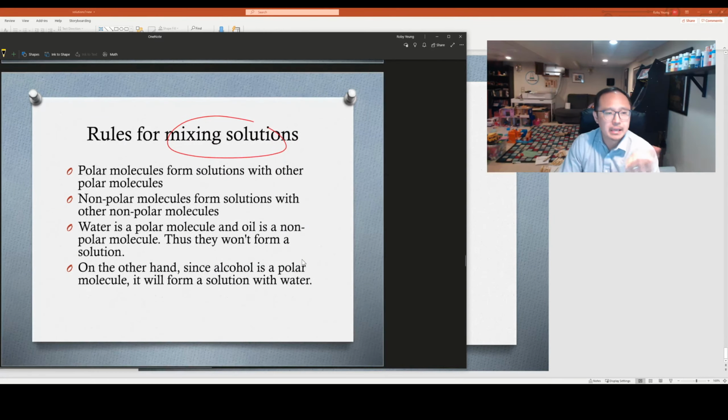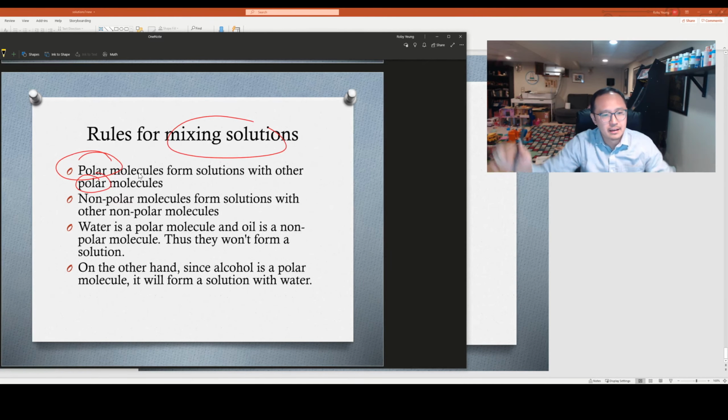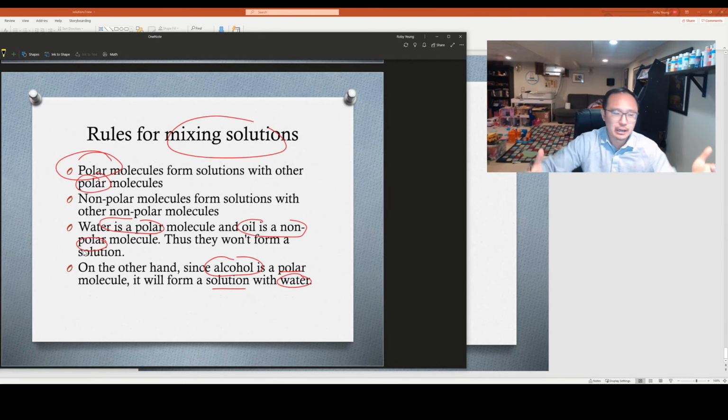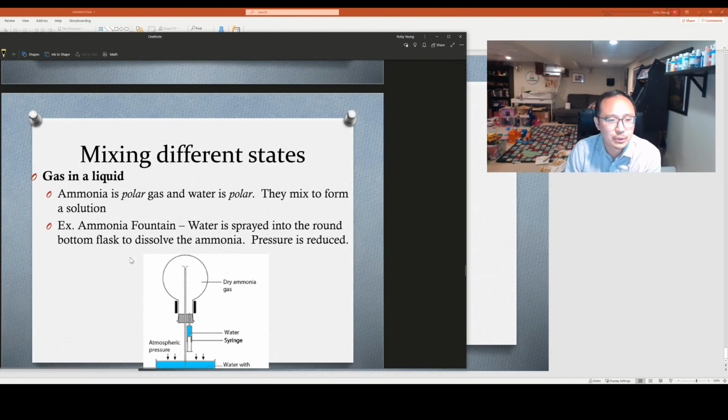So the rules behind that is that if you're polar and polar, you can mix. If you're non-polar and non-polar, you can mix. But if you're polar and non-polar, they will not mix. Okay? So since alcohol is polar, water is polar, that's why you can mix and have alcohol beverages, right? On the other hand, water is polar, oil is non-polar, they won't form a solution. So I hope you like my hand gestures. That's really it for the first part, the theory of solutions.